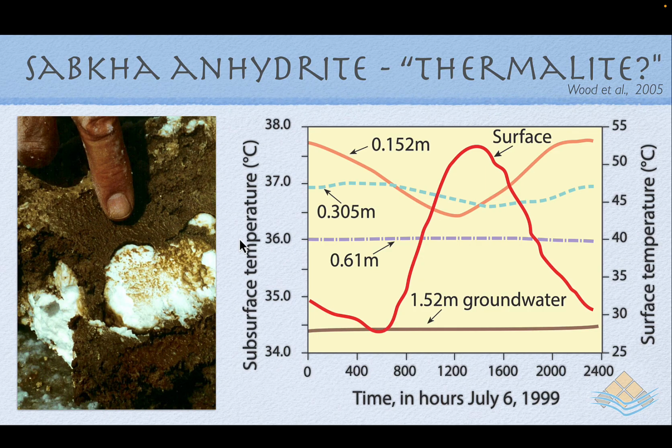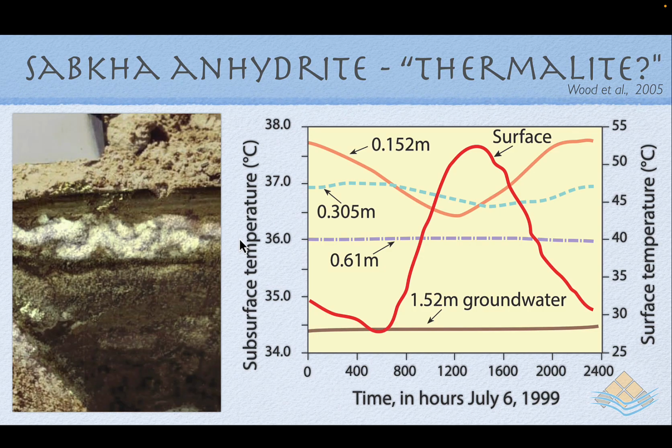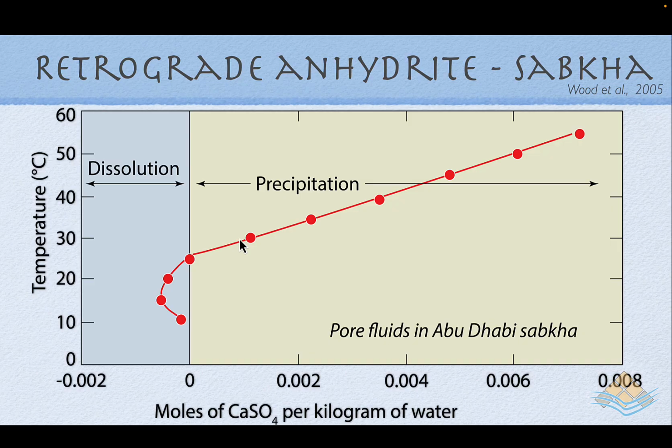This introduces the notion that are these nodules that we see developing in the sabkha immediately above the water table an indication of temperature transitions rather than concentration in those pore fluids. This is what we see in the pore fluids in the Abu Dhabi sabkha. These are calculations from Warren Wood and others in a paper in Chemical Geology in 2005, where the temperatures are less than about 30 degrees.